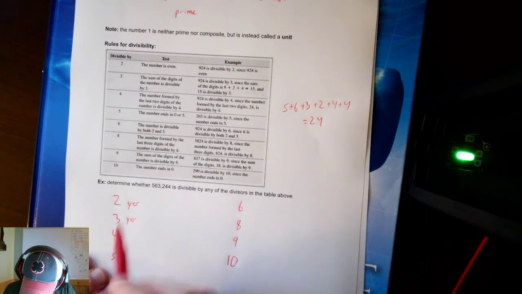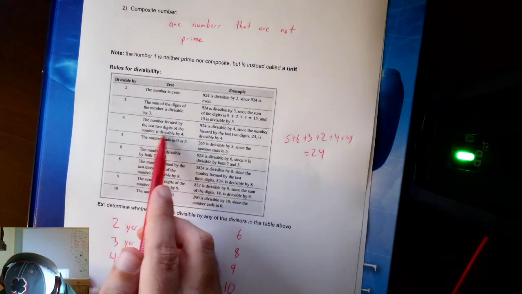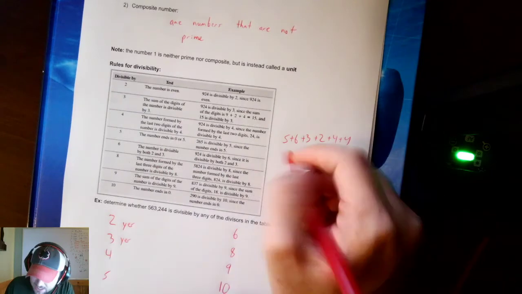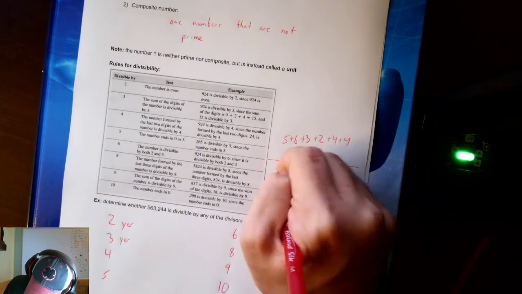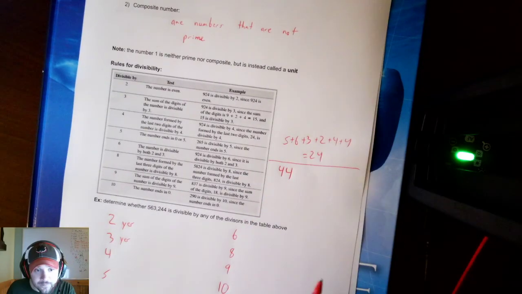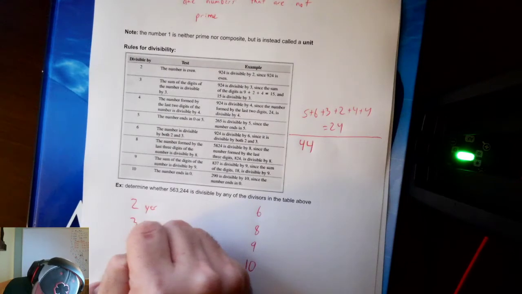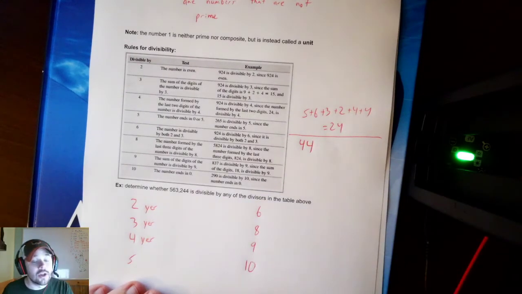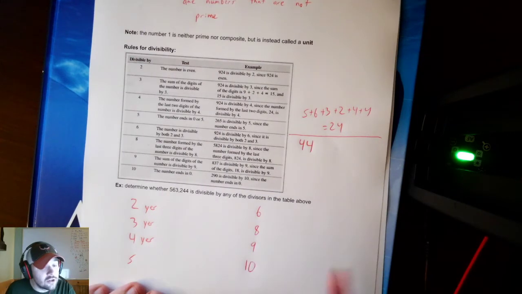How about 4? It says the number formed by the last 2 digits is divisible by 4. So once again, let's do some scratch work over here. What are the last 2 digits? 44. Does 44 divide by 4? Yes. So we've been batting 1,000 so far. We've got 2, 3, and 4 that do work.